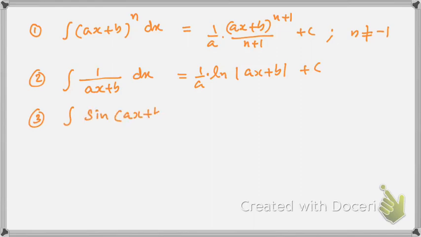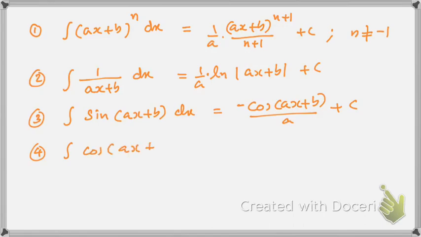Third result, integral of sine of ax plus b dx. Integral of sine x is minus cos x. So integral of sine of ax plus b would be minus cos of ax plus b, and then divide by the inner derivative a, or keep it as 1 by a in the front.